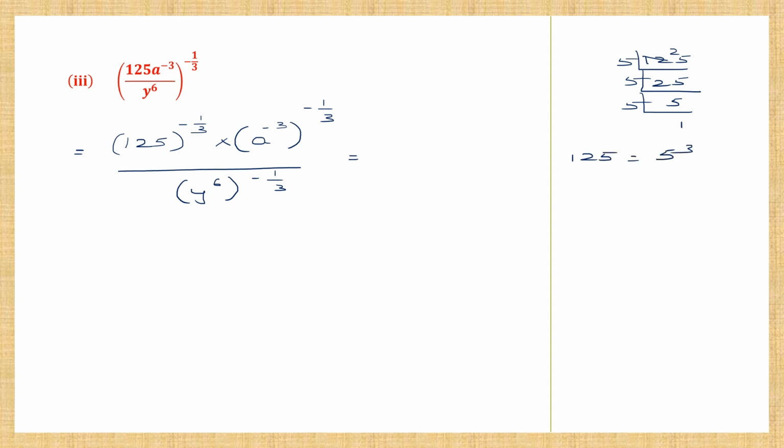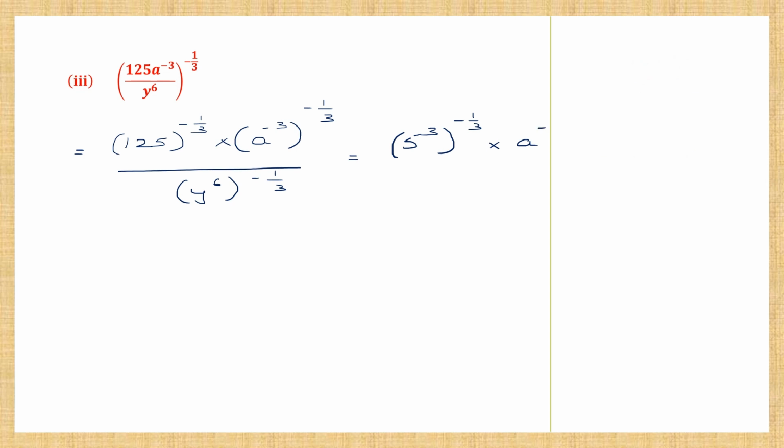So let's write that instead of 125. So 5 to the power of 3 is now raised to the power of minus 1 by 3 into, now here let's use the power law. That is minus 3 into minus 1 by 3. Now here also let's use the power law, y raised to the power of 6 into minus 1 by 3. So here let's continue. This becomes 5 to the power of 3 into minus 1 by 3. So the 3 and 3 get cancelled. Now the next variable is a. So here also 3 and 3 get cancelled and minus into minus is plus. So that's simply a raised to the power of 1.